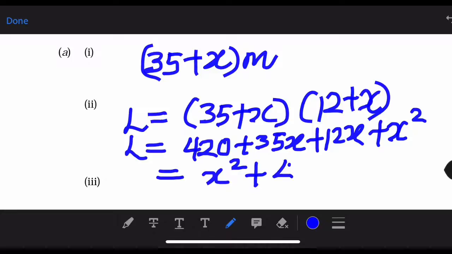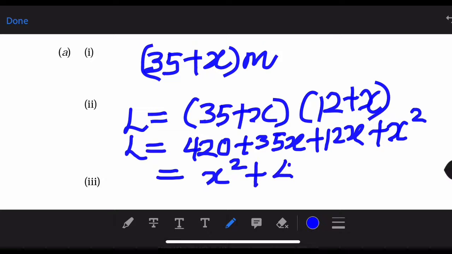So let's proceed to the next one. The x is actually 5 meter. Okay, if you want to write the unit, it will be 5 meter. Now let's proceed to the next question.